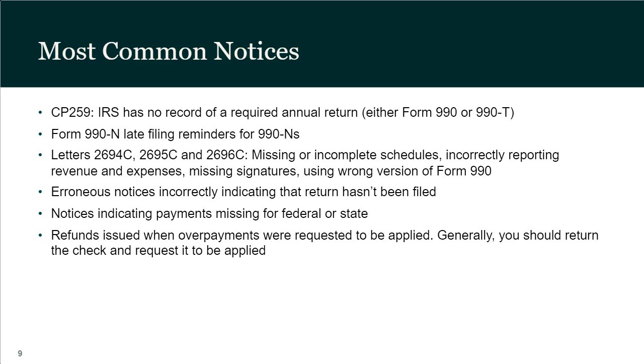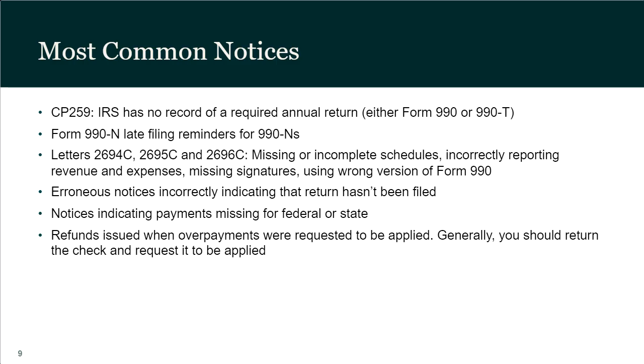Form 990-Ns, kind of going back to those small tax filers, late filing reminders. So if they're not filing by their due dates, they'll get a letter saying, hey, we haven't received it yet, make sure you file it on time. Some other ones we're seeing is missing or incomplete schedules, incorrectly reporting revenues, expenses, missing signatures, using the wrong version of the form. So if you didn't qualify for a Form 990-EZ, for example, because there's different tiers of filings, the N, the EZ, and then the full Form 990. So if you didn't qualify for the EZ, for example, if you had too much gross receipts, what they can say is, hey, you should have really filed this bigger Form 990.